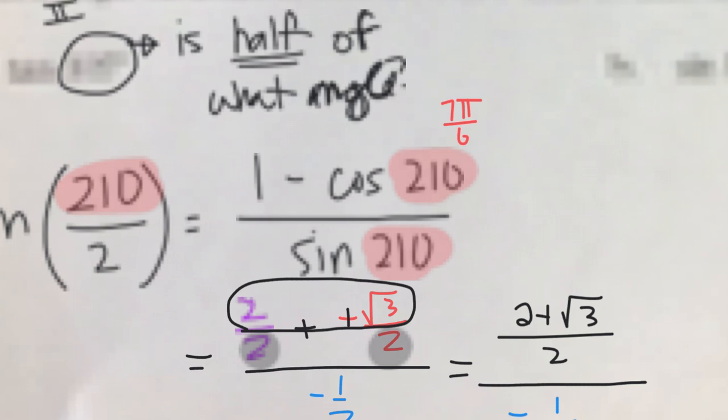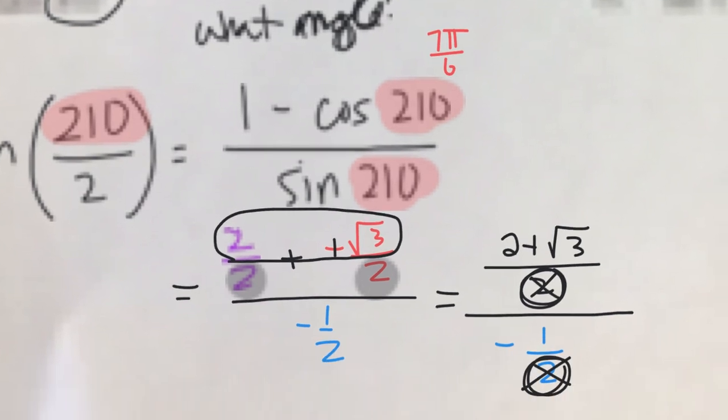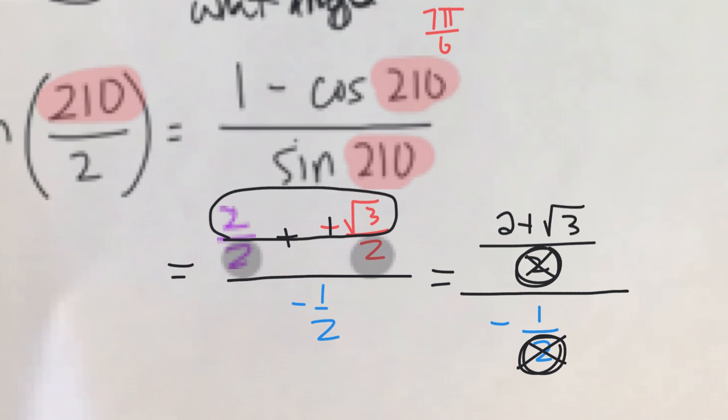Okay, so we're running into the same situation where these both have denominators of 2, which means they divide each other out. But what's left in my numerator? A negative 1. So what's 2 plus root 3 divided by negative 1? Negative 2 minus root 3. Negative 2 minus root 3, which is, of course, a negative number.